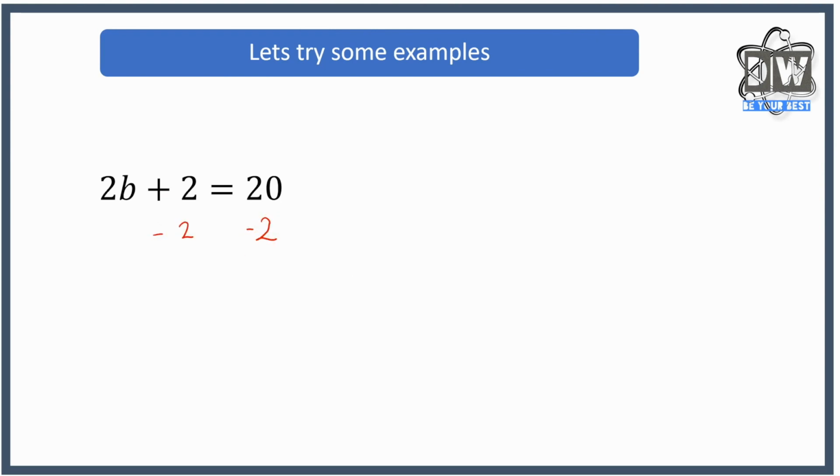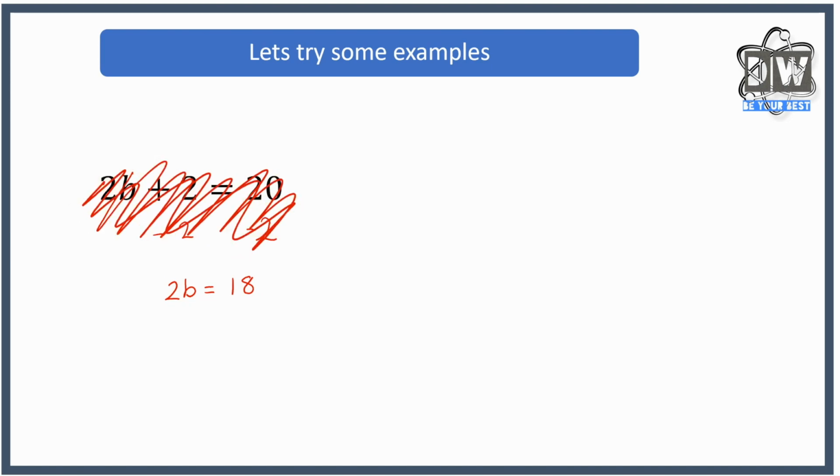And then I make sure I rewrite. So now this 2 and this 2 are gone, and I'm left with 2b equals 18. Okay, 2b is equal to 18. Now, if we could just cover up everything before this, we've now got a 1-step equation. And we've done this before.